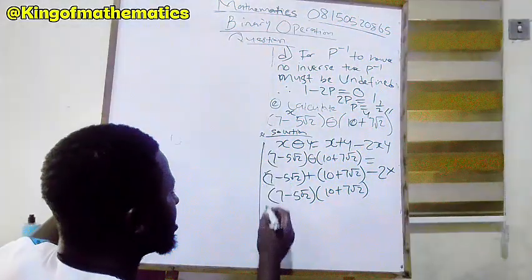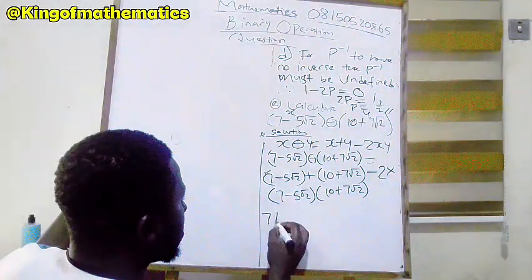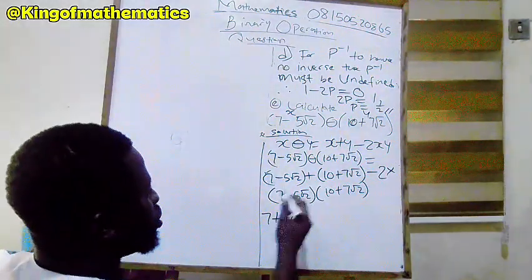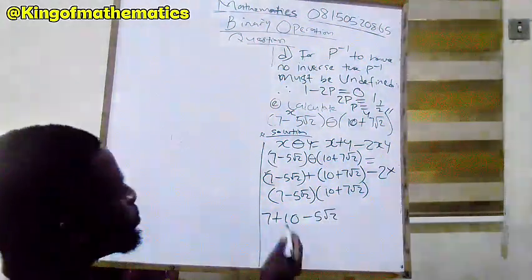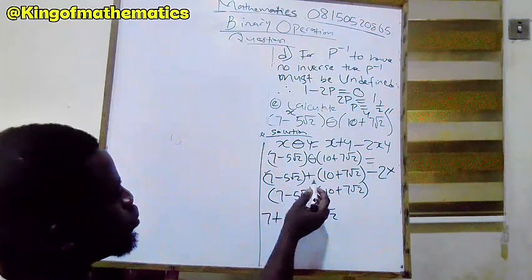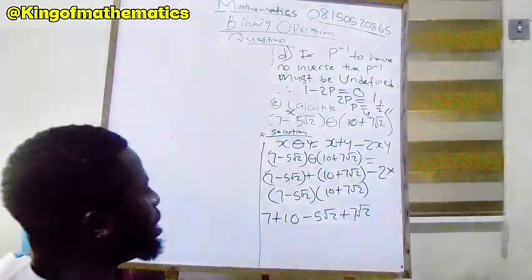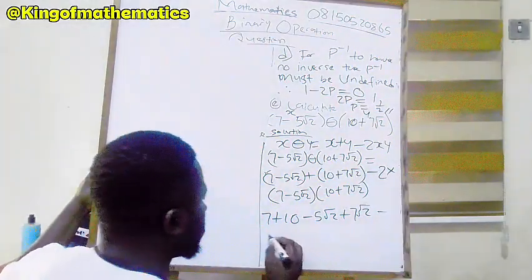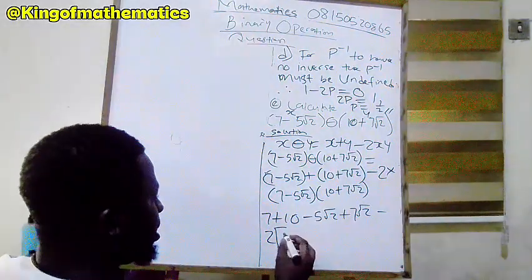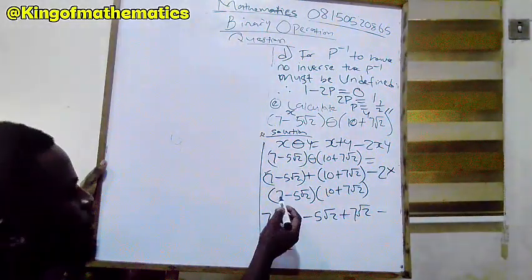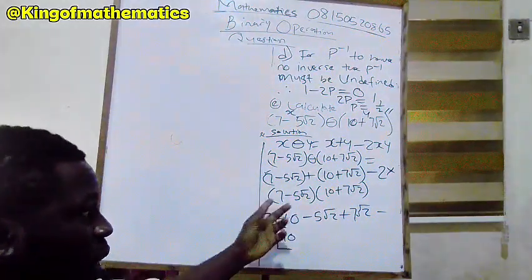So if you open the bracket, then this will give us 7 plus 10, number to number, this addition, that's why I'm doing that. 7 plus 10 minus 5 root 2, you can see this 5 root 2, then this plus 7 root 2, then we still have this minus 2 into bracket. Let's open the bracket. 7 times 10 will give you 70. We are using this expansion under your quadratic expression. We know how to expand.